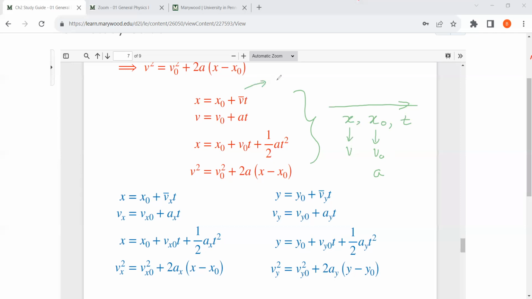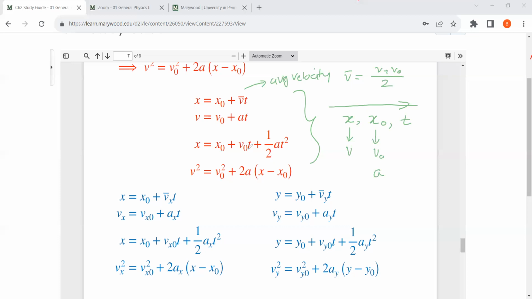Here v bar is the average velocity, and in this case the average velocity is v plus v0 over 2. Then the next equation tells us that v equals v0 plus at. v means the final velocity, v0 means the initial velocity, a is the acceleration, and t is the running time, and so on. Again, x is the final position, x0 is the initial position, v0 is the initial velocity, t is the running time, and a is the acceleration.